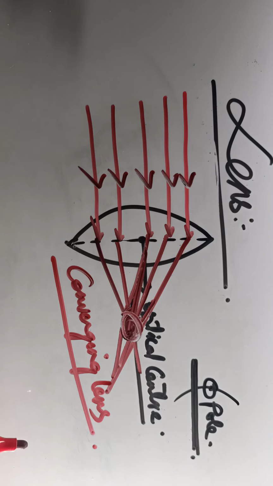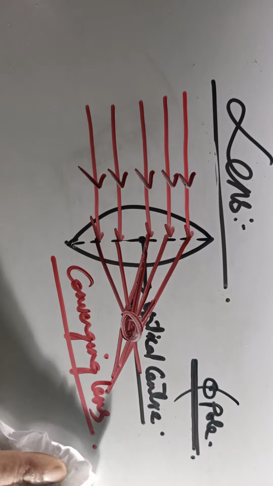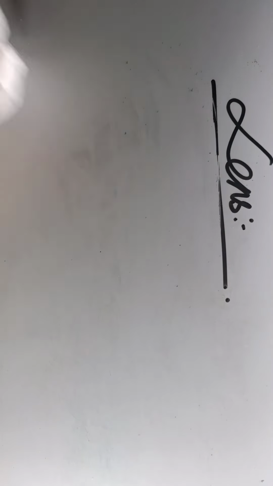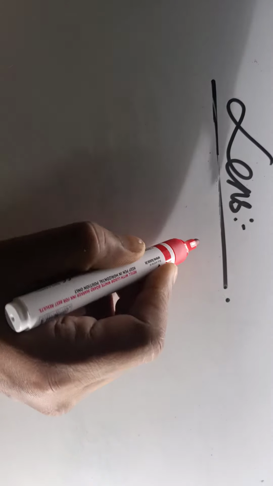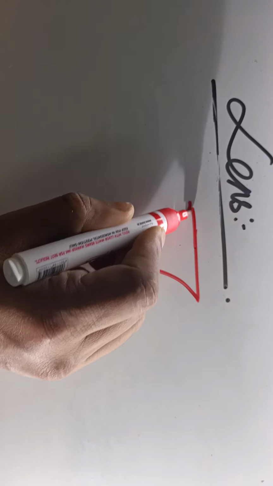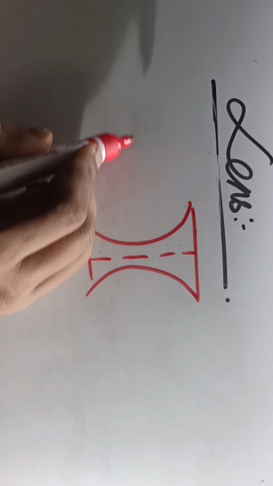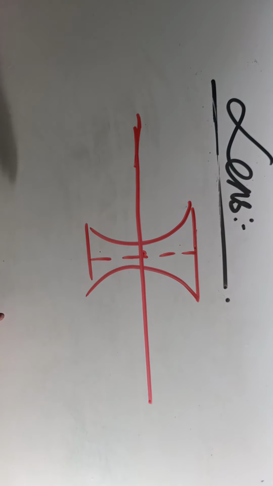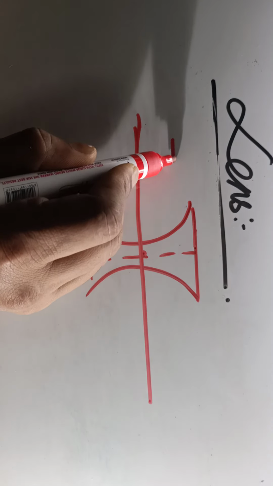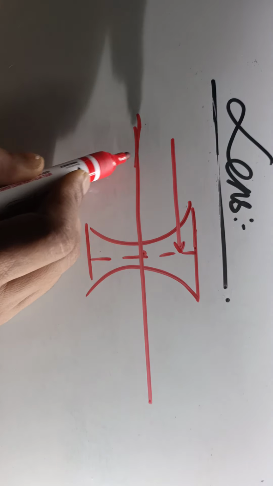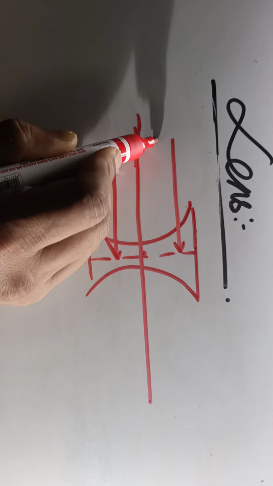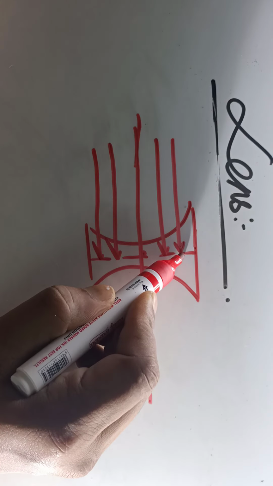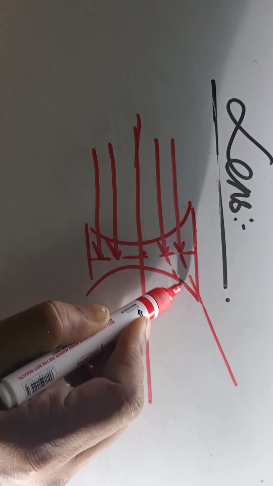Now, when we take the case of the other one, the concave lens, you will find something different happening. If I take the case of a concave lens here, let's say this is the optical center, and this line traveling straight is called the principal axis. The rays of light traveling parallel to the principal axis in case of concave lens, they will refract.